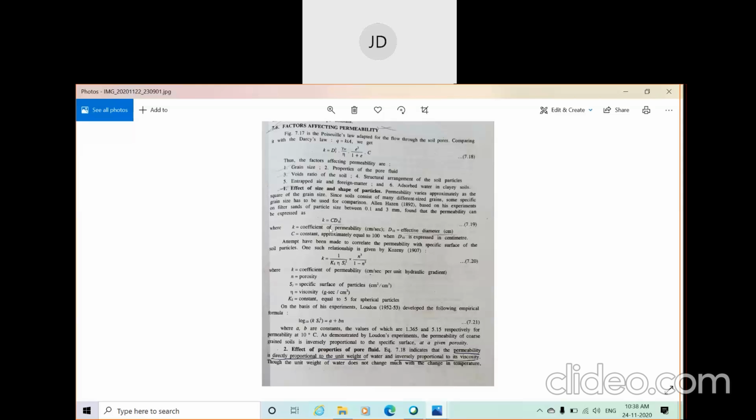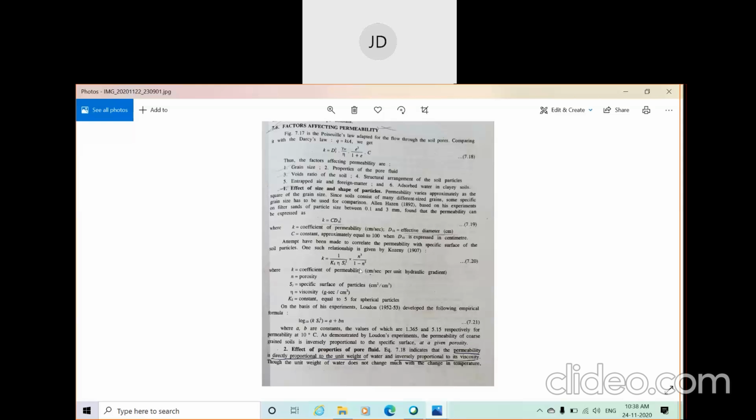I think I already asked you in the last class about the unit of coefficient of permeability. So here you can see the coefficient of permeability is expressed in centimeter per second. Okay, and here diameter D10 is represented in centimeter.